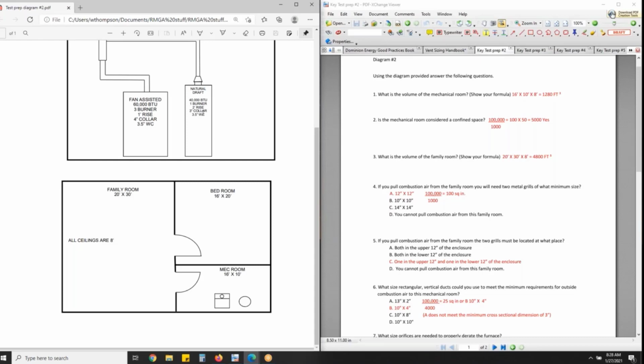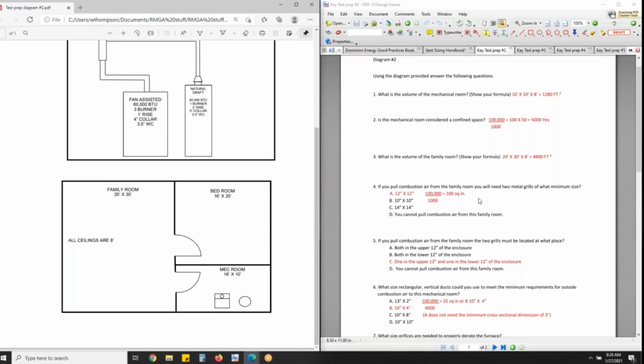We have a total of 100,000 BTUs divided by 1,000, 100 square inches, okay? And remember, we got to take our reductions for metal grills, okay? Anybody get that one wrong? Because if you got that wrong, we need to go over it to make sure you understand it.